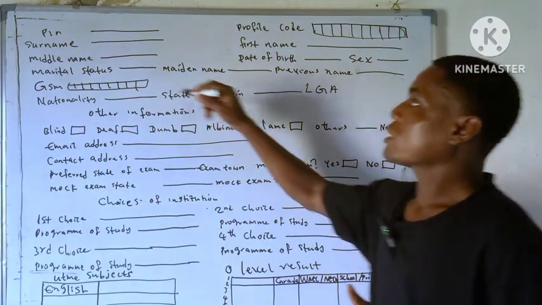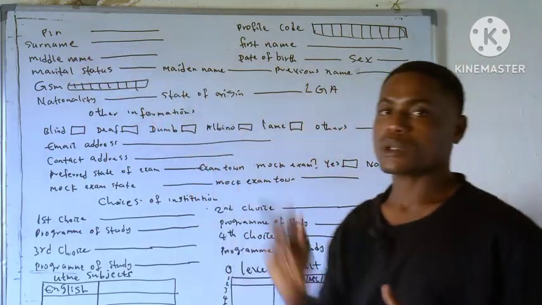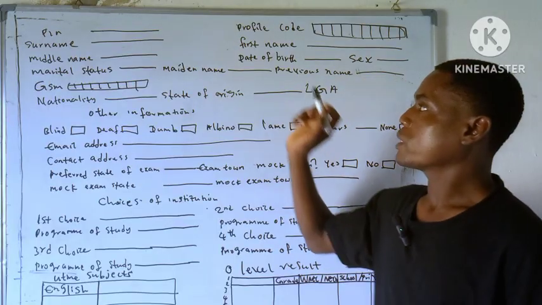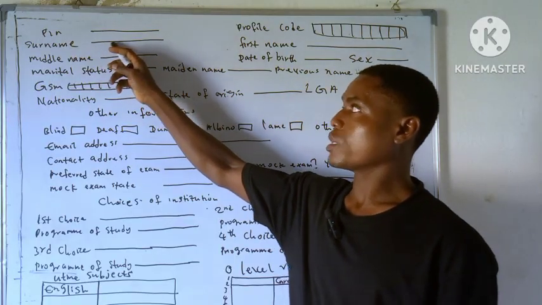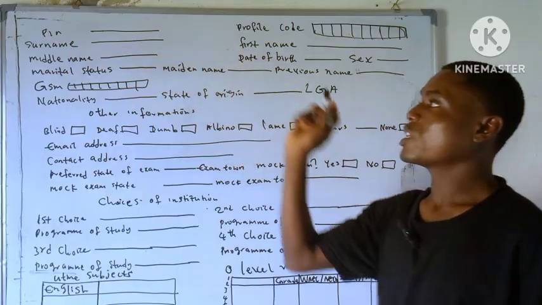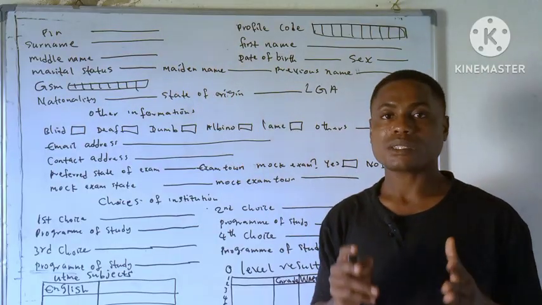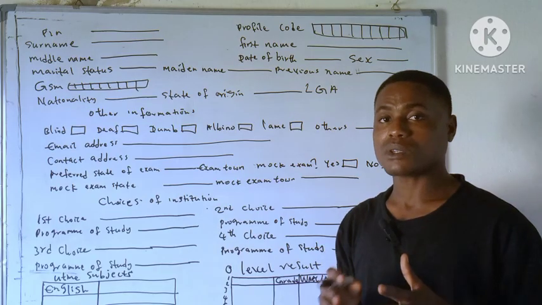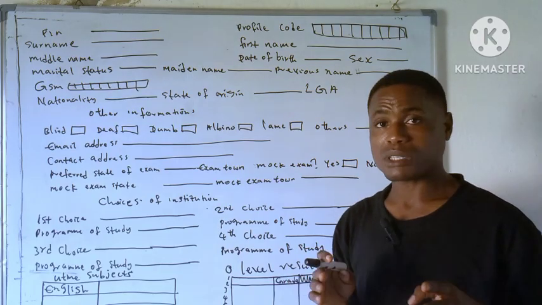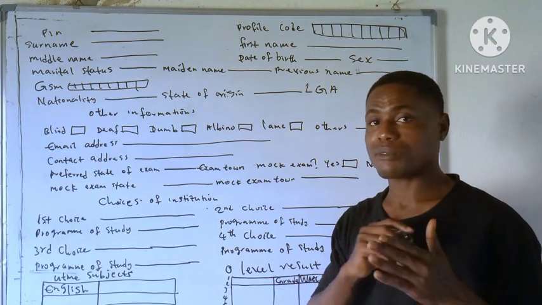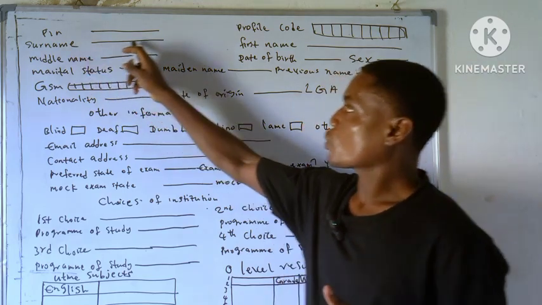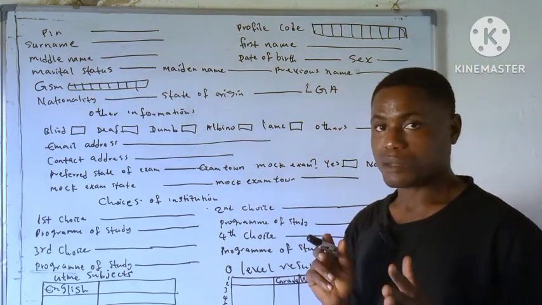So the third thing we see is your surname. Your surname is your father's name. This is the space to write your surname. Make sure you fill everything with capital letters, and don't make mistakes. Don't rush. Calm down and fill your form. So you write your surname, which is your father's name.